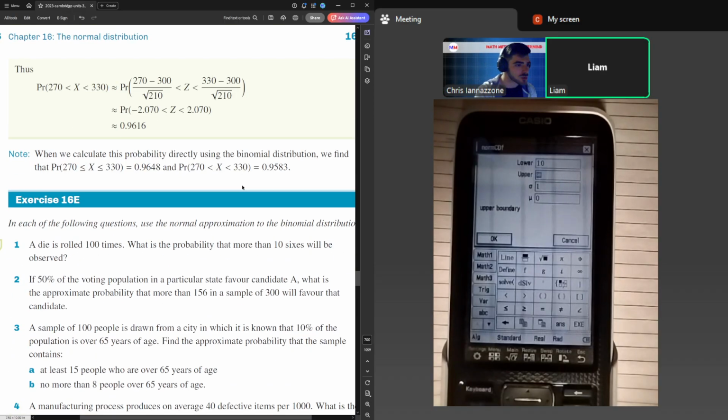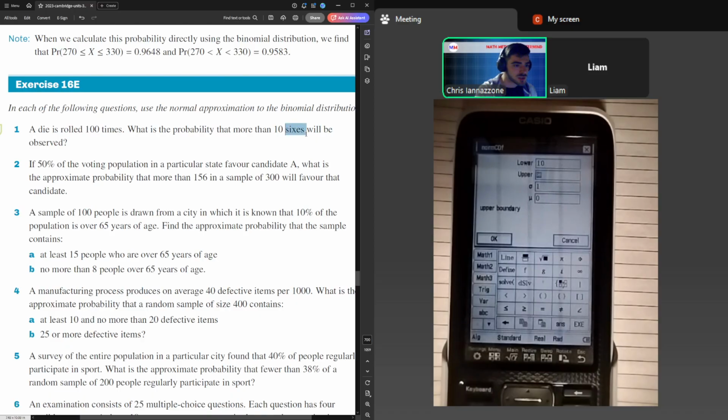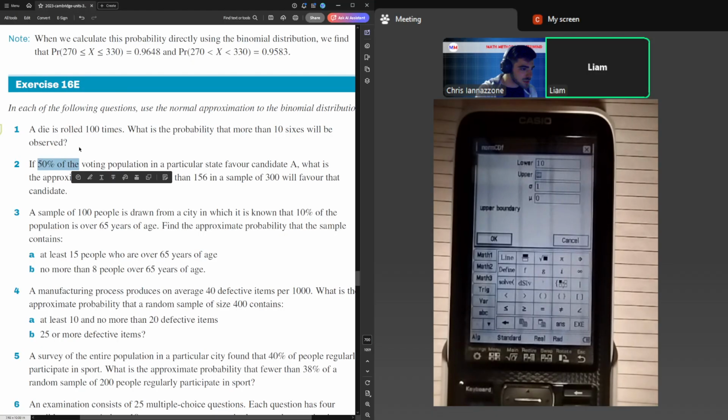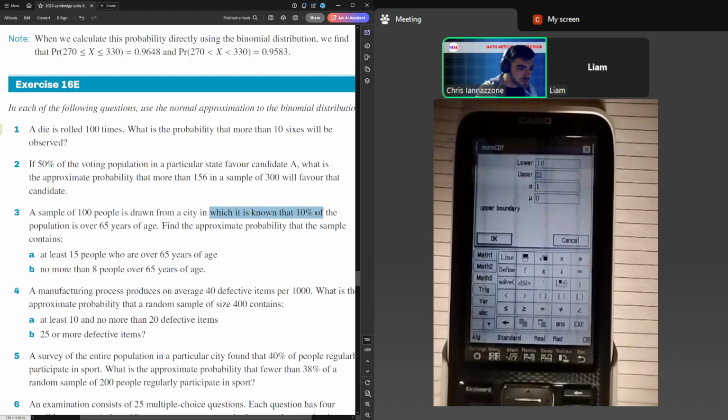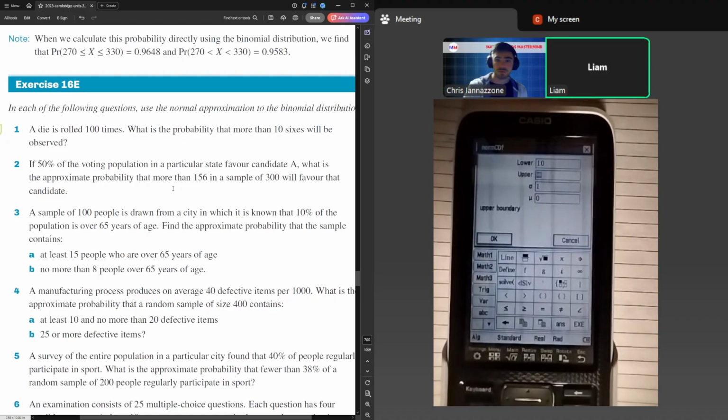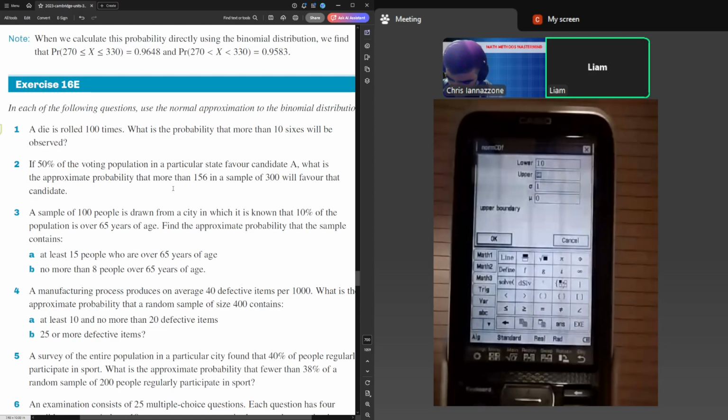I'll do a few more examples. For rolling a 6, it's 1 out of 6. For being in favor, that's your P, 50%. So 1 over 6 times 100 for the mean? Yes, that would be for your mean: 1 over 6 times 100. And then standard deviation.